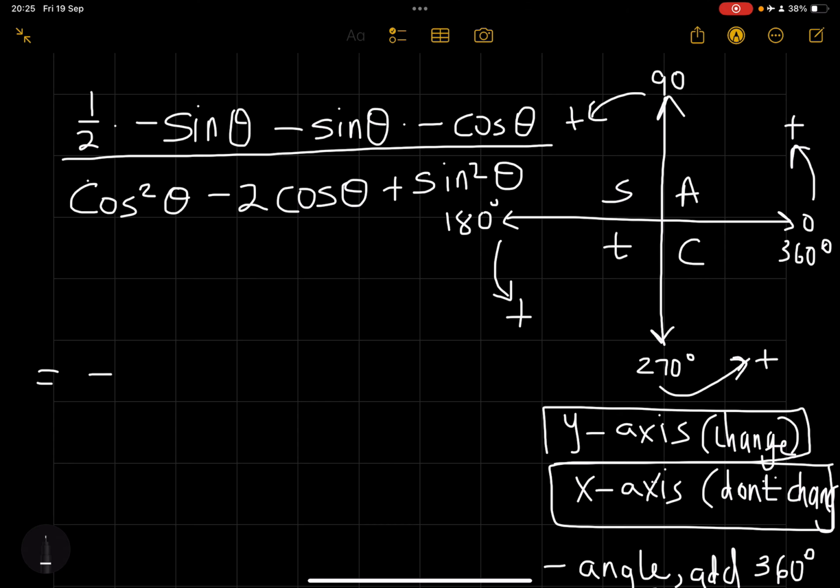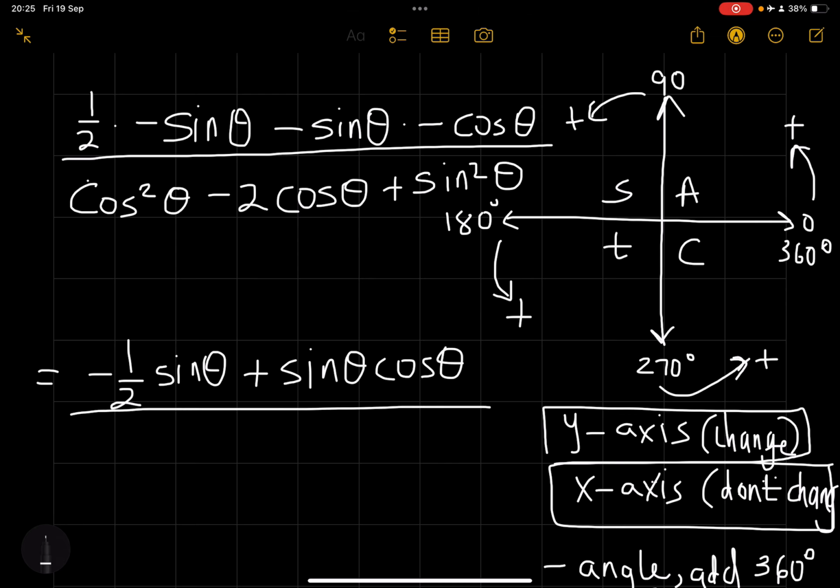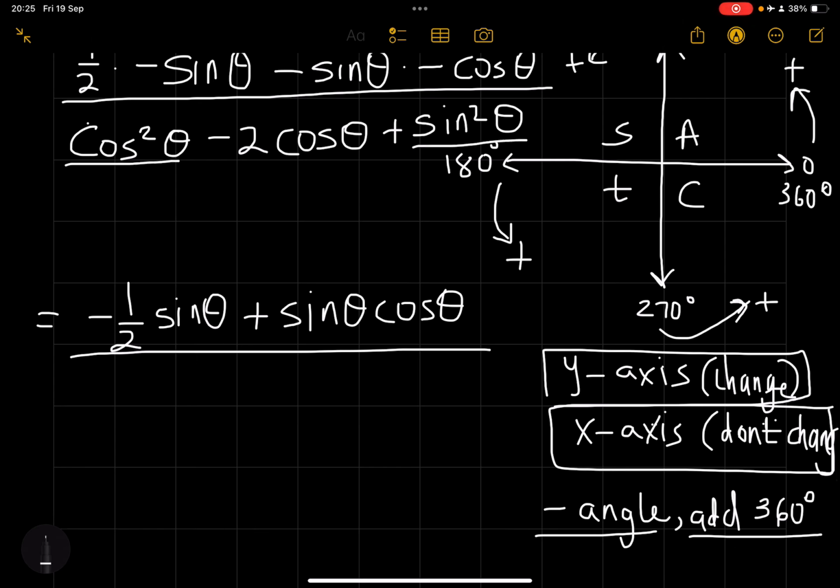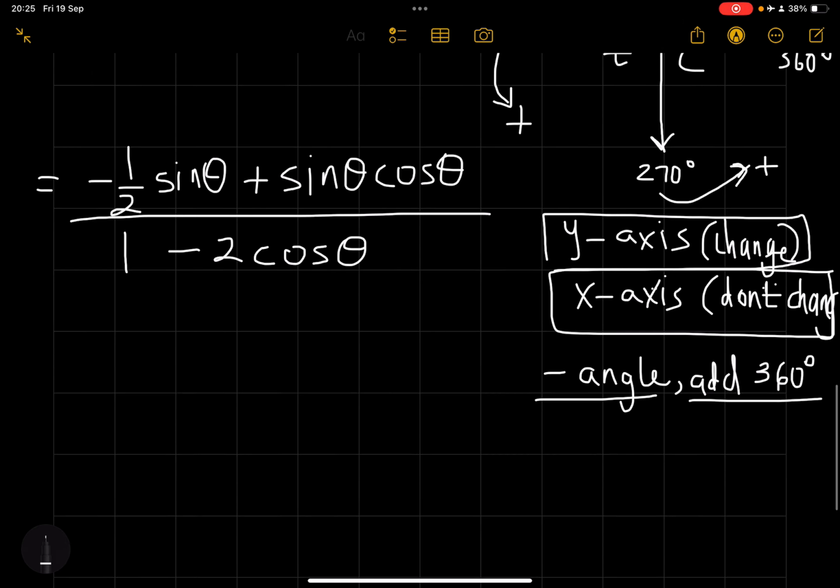On top, we're going to have negative half sine theta. Negative sine times negative cos will give us positive sine cos theta, all over sine squared and cos squared add up to 1, right? Sine squared theta plus cos squared theta will always give you 1. It's an identity. Minus 2 cos theta, right? And then on top, I can factorize. After changing identities and reducing, always factorize.